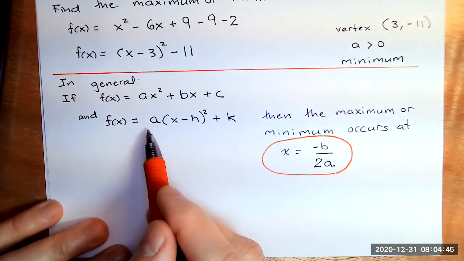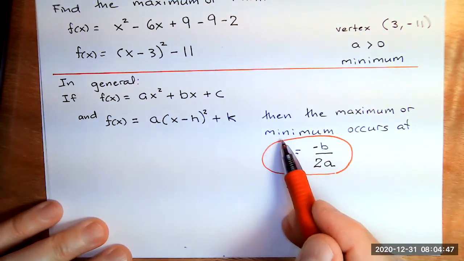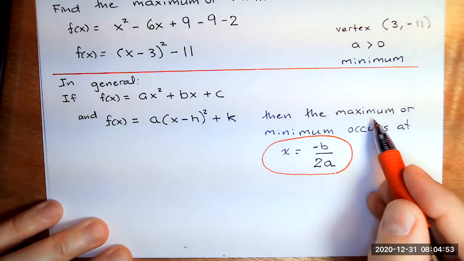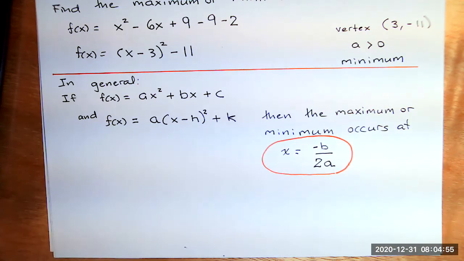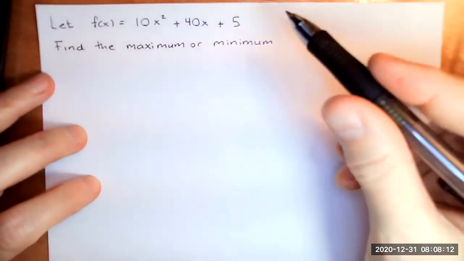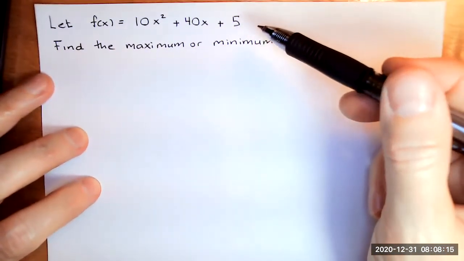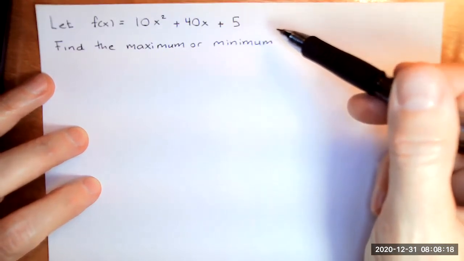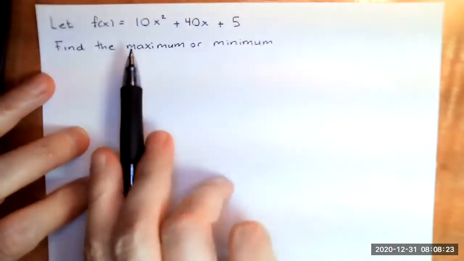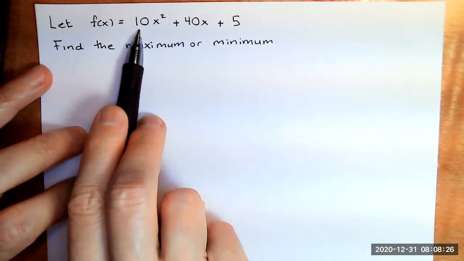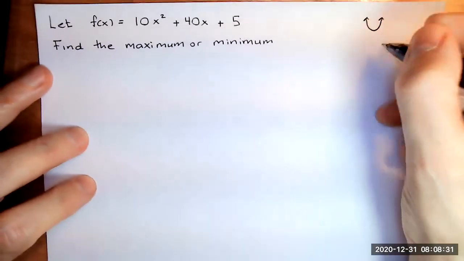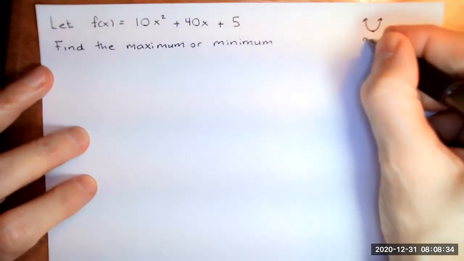And remember, if a is positive, it's going to be the minimum. And if a is negative, it'll be the maximum. Let's do some word problems. All right, so let's take f of x equals 10x squared plus 40x plus 5, and let's find the maximum or the minimum. And right away, you can see that the leading coefficient is positive. So that's going to be the minimum.